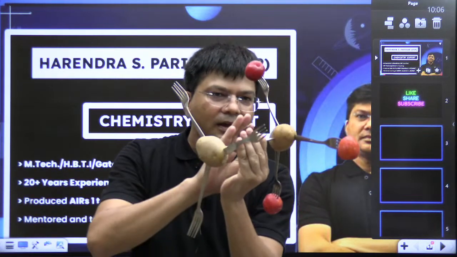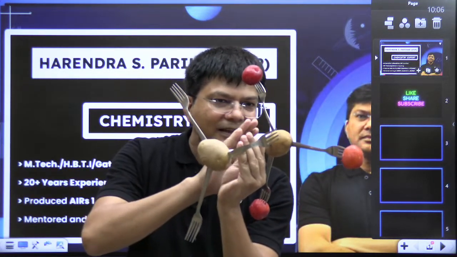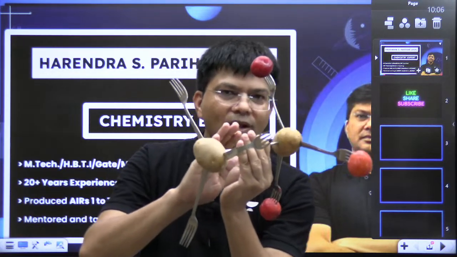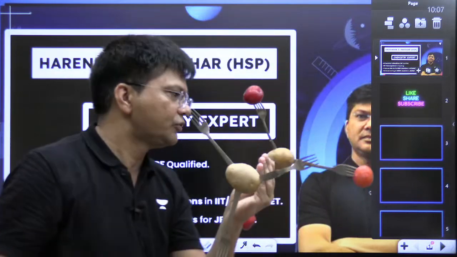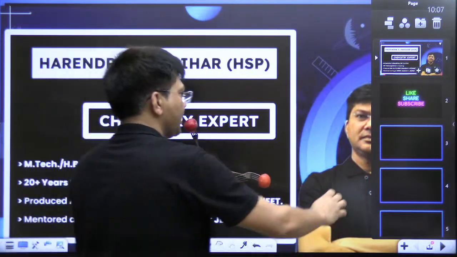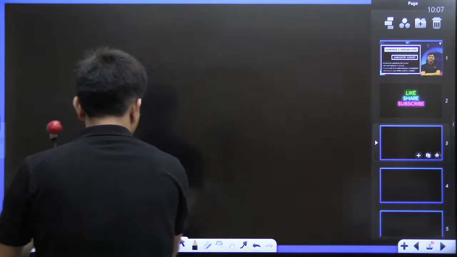Everyone, can you see? If you see this ethane sideways, this is the structure given by the scientist Sawhorse. I will show you Sawhorse. Let me write down Sawhorse.